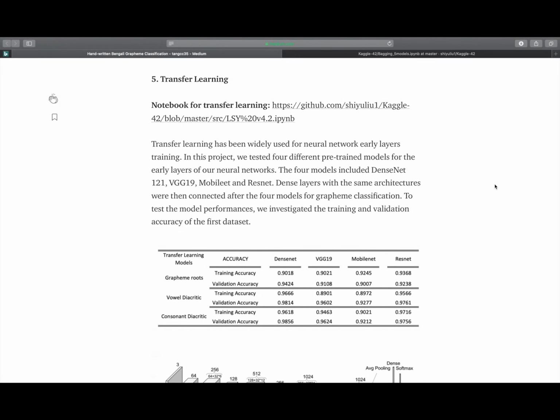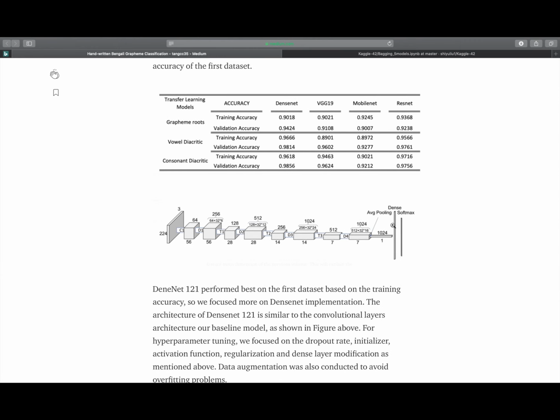Hi, this is Shi. Our fifth approach is transfer learning. Transfer learning is one of the most powerful and widely used methods in deep learning. This is because such pre-trained layers are reusable to solve similar problems like word recognition and image classification. It is likely to have higher training speed and higher accuracy.